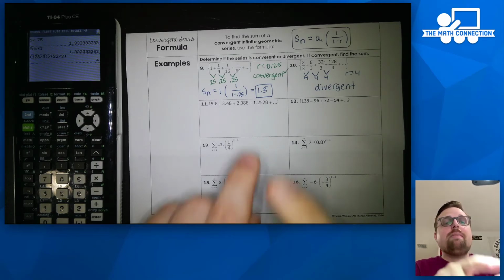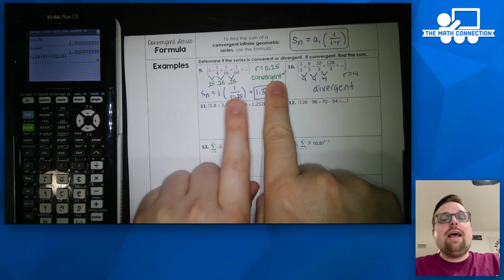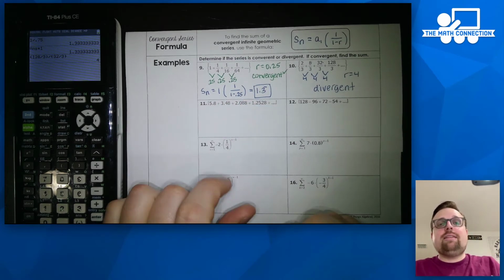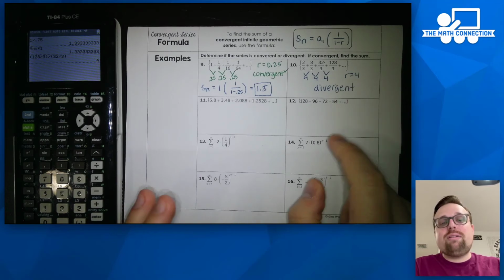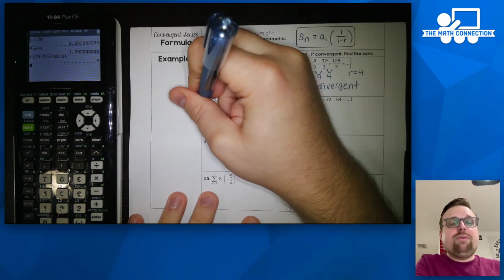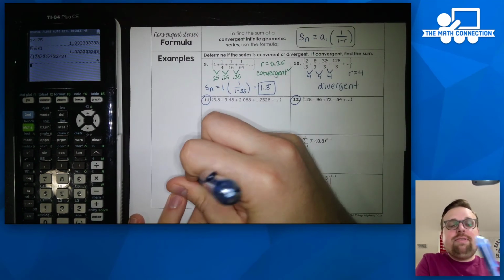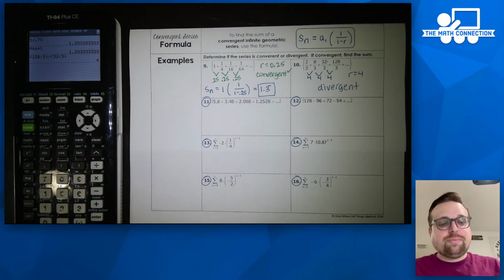So remember, if the r value is a fraction and it's convergent, then you use the formula to find the sum. If the r value is greater than 1, it's a divergent series, and the sum is going to be infinity, so you can't find the sum. Okay. So for your practice, we're going to go ahead and leave you 11, 12, 13, 14, 15, and 16.